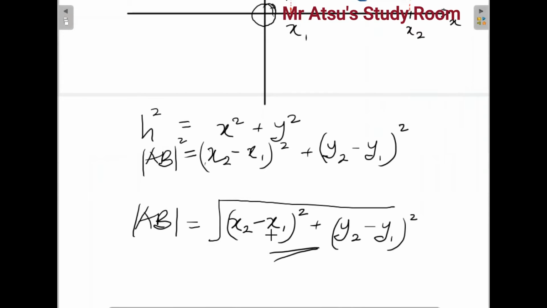And this gives us the formula for calculating the length of the line joining 2 points, or the distance between 2 points, when the coordinates of the 2 points are given as x1 and y1 and then x2 and y2, which stand for the x and y coordinates of the first and second point respectively.